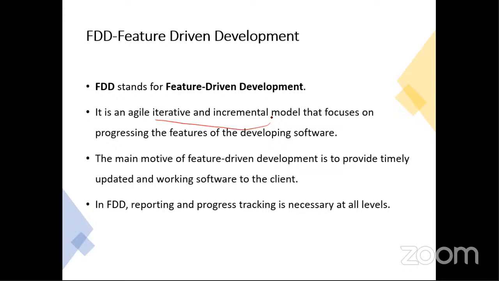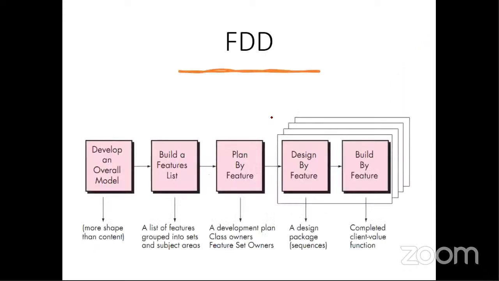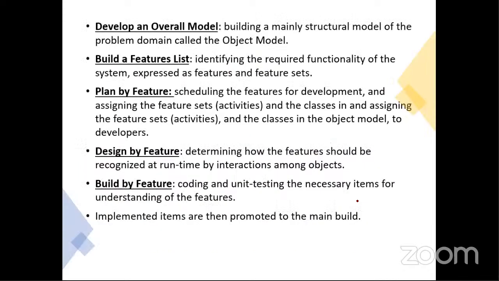In FDD, reporting and progress tracking is necessary at all the levels. So here the main focus is on the features of that software. So this is basically my FDD model, where we develop an overall model, we build the feature list, then we plan by the feature, and then based on those plans, we design by the feature and build by the feature. So this is basically my feature-driven development model. We are going to see what happens in each and every step in detail.